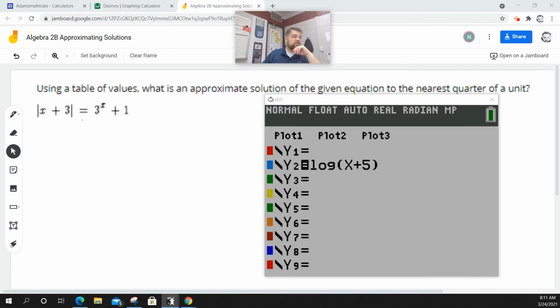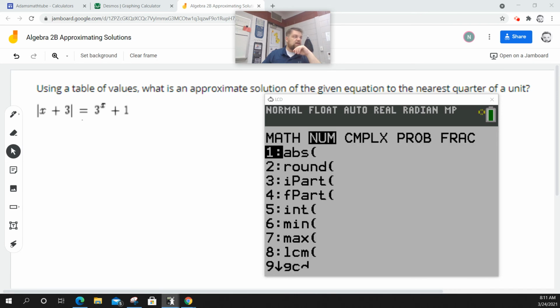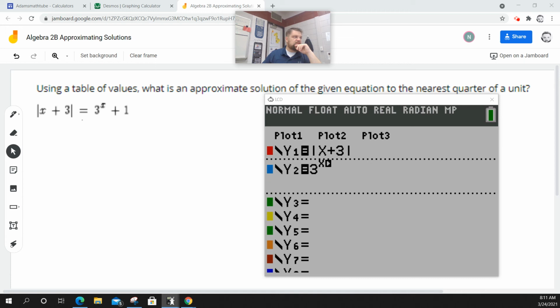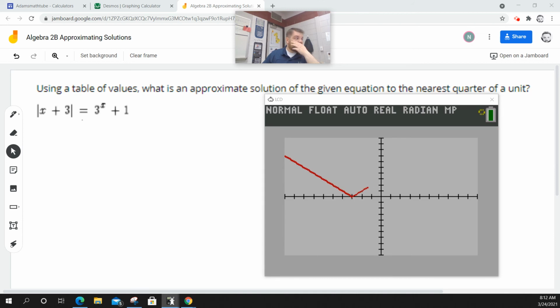So I'm going to clear this out, and I'm going to put in the absolute value of x plus 3. Then I'm going to clear this one out, and I'm going to do 3 raised to the x plus 1. And I think, well, let's graph it and see where they cross. Holy moly, it crosses 3 times. So I was trying to avoid this.